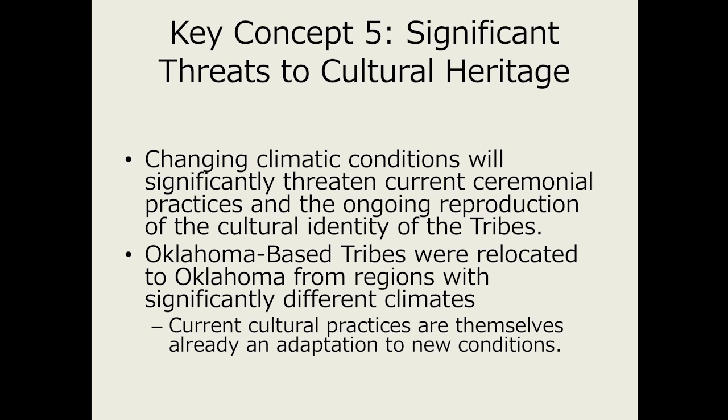The fifth key concept is that there are significant threats to the cultural heritage of Oklahoma tribes from climate change projections. Oklahoma tribes are already experiencing stress on their cultural heritage systems due to climate conditions, and the projected changes are going to bring even more stress, threatening ceremonial practices and the ongoing reproduction of cultural identity. This reality is complicated by the fact that the majority of Oklahoma-based tribes were relocated to Oklahoma from areas with significantly different climates. Therefore, many current cultural practices within the tribes are themselves already an adaptation to new conditions.